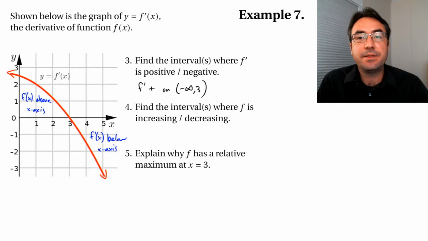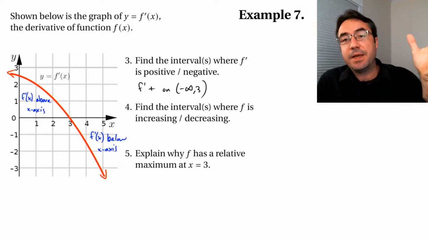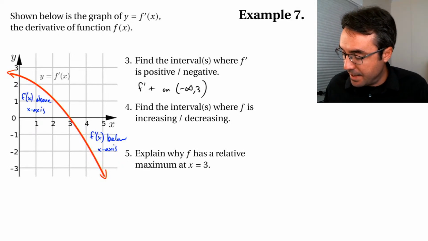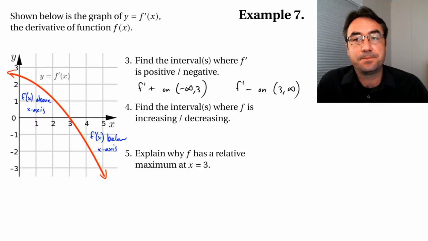So what we're seeing there is that to the left of x equals 3, our f prime is above the x-axis. That makes it positive. And then on the other side, f prime goes below the x-axis. So on the interval from 3 to infinity, f prime must be negative.